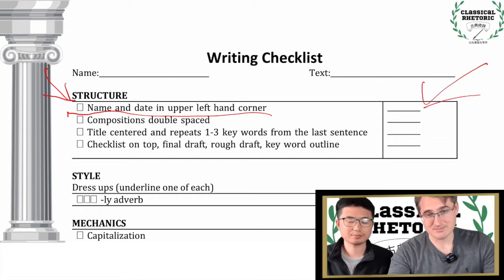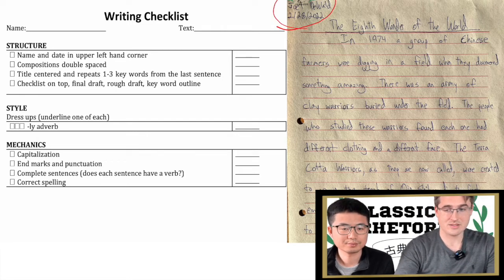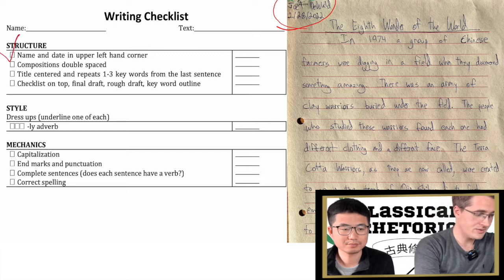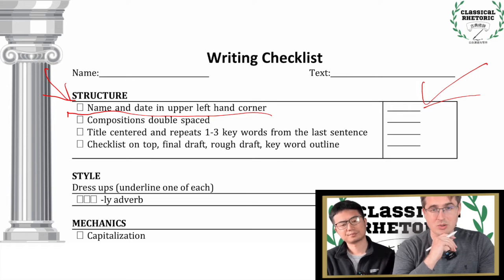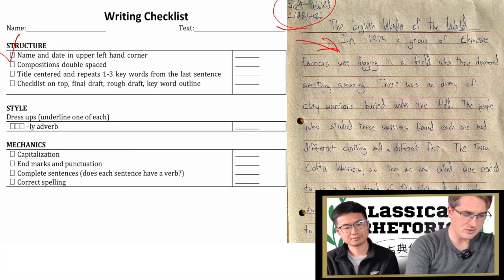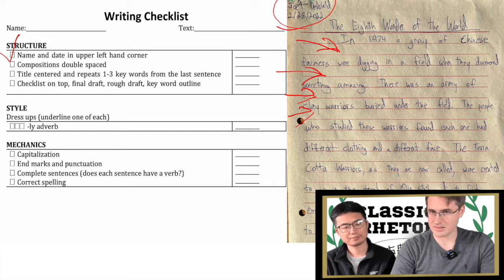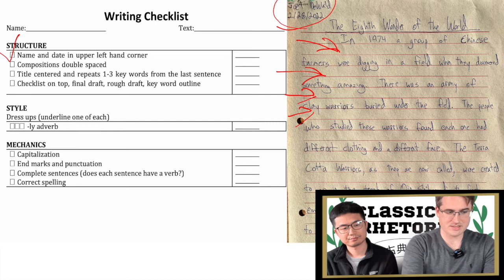So this is my essay, so I will check, do I have my name and date? Yes, here in the upper left corner. So I'm going to check it off. Okay, the next thing is compositions double-spaced. Composition means essay. Double-spaced means, look here, I skip every line when I write. That is double-spaced. You must double-space all your writing in my class. Whether you print it in Microsoft Word or you write it on paper, it always must be double-spaced.